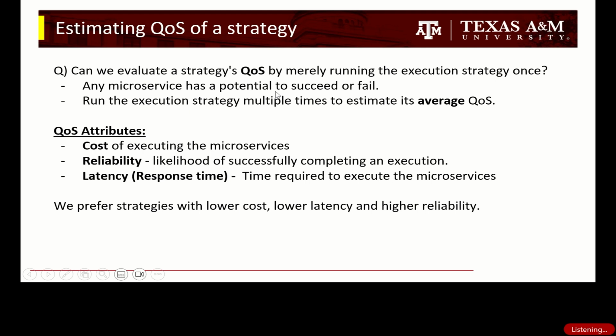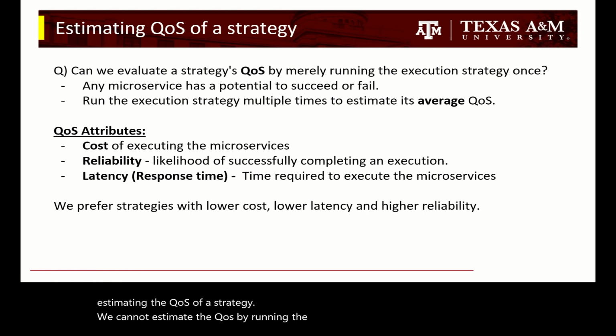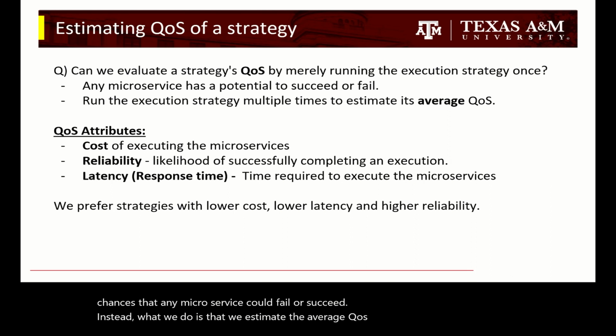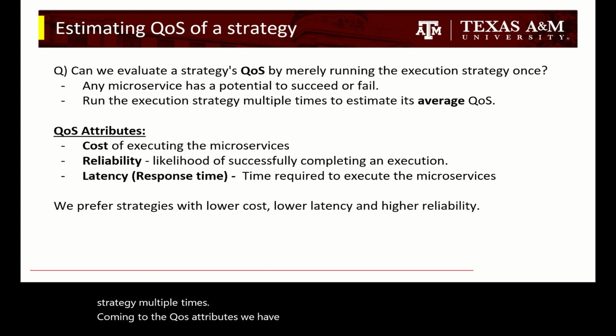Now that we have determined all the possible strategies, let us have a look at estimating the QoS of a strategy. We cannot estimate the QoS by running the strategy only once, because there are chances that any microservice could fail or succeed. Instead, what we do is that we estimate the average QoS of running the execution strategy multiple times. Coming to the QoS attributes, we have 3 major QoS attributes.